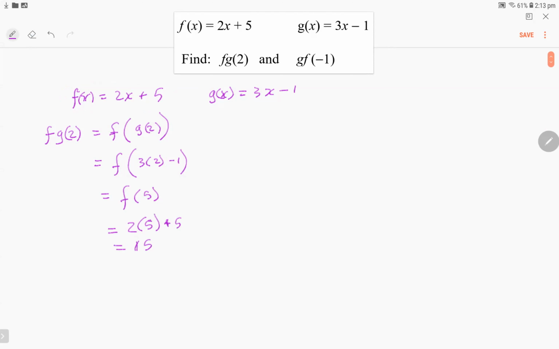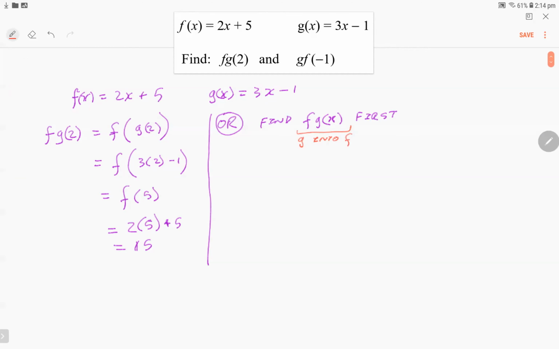Now let's do the same thing using method 2. For method 2, what I'm saying is that to find f of g of 2, I find f of g of x first. And after I find f of g of x, then I put 2 in the f of g of x. But what does f of g mean again? f of g, remember, means g into f.